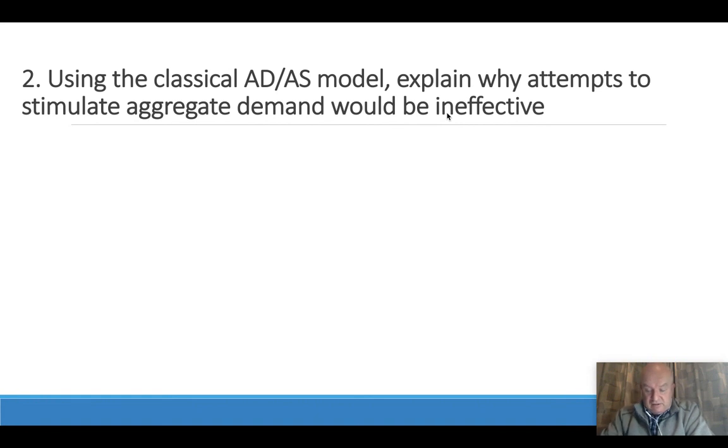Now, again, another thing that you can take a look at here is drawing up a classical AD-AS model and trying to explain the attempts to stimulate aggregate demand and why they might have been ineffective in this scenario. Okay, and that basically covers that presentation.